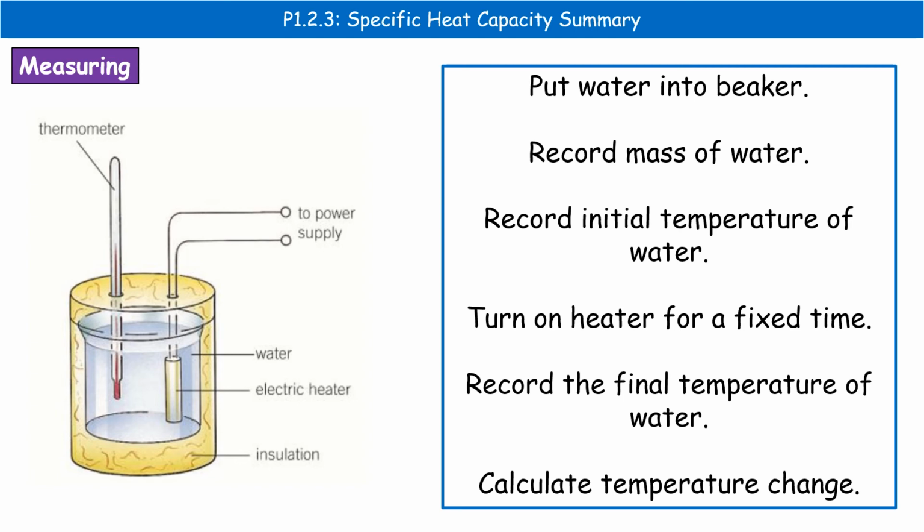What we actually have then is a beaker with some water, and it's got a thermometer and a heater in it, as we can see in the picture on the left. Now in this case we've got insulation all around it because this is set up properly.